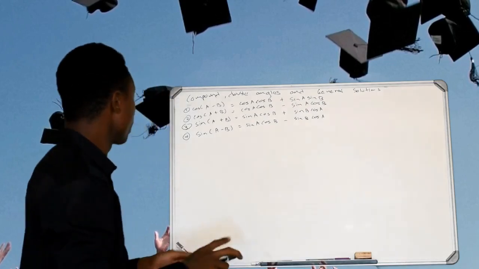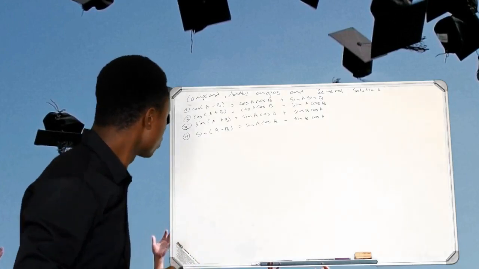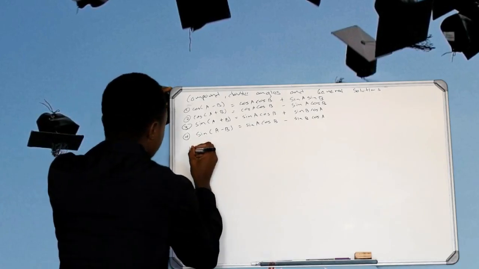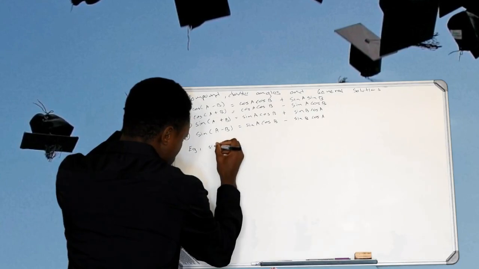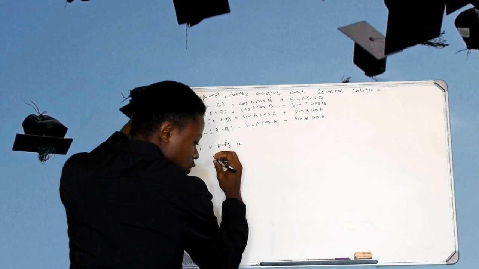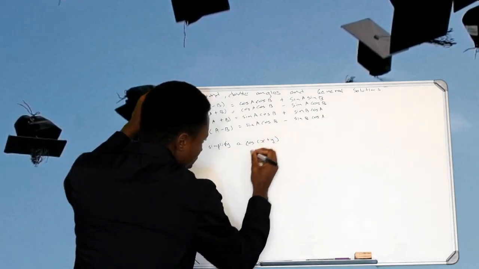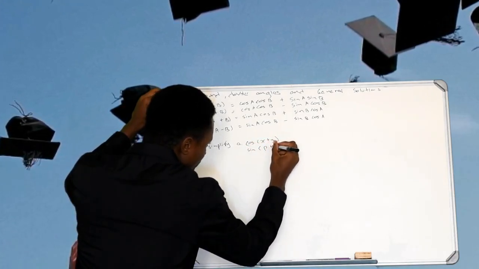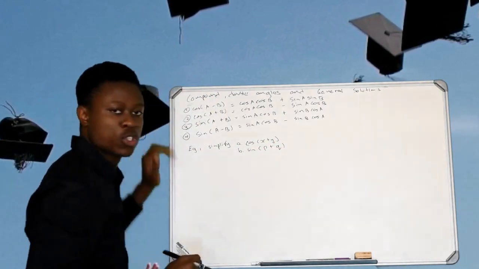Now let's do an example to see what I'm talking about in a better way. Example 1 says simplify. There are 2 examples: A, cos of x plus y, and B, sine of P plus Q. I want us to simplify these.